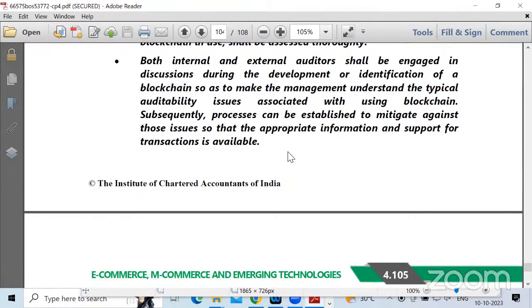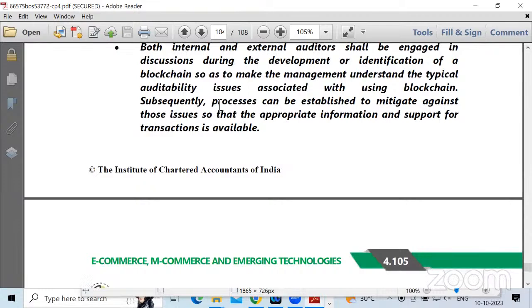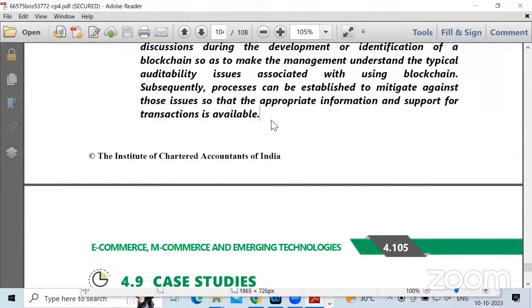So what is auditability? Auditability is a real tough job in blockchain because we do not know where from it originates. How can we verify that? Very difficult. So subsequently, processes can be established to mitigate those issues so that appropriate information supporting transactions is available. But the content of blockchain developers is that there is no need to have audit because we are so sophisticated. That is what is secure. That was their content.